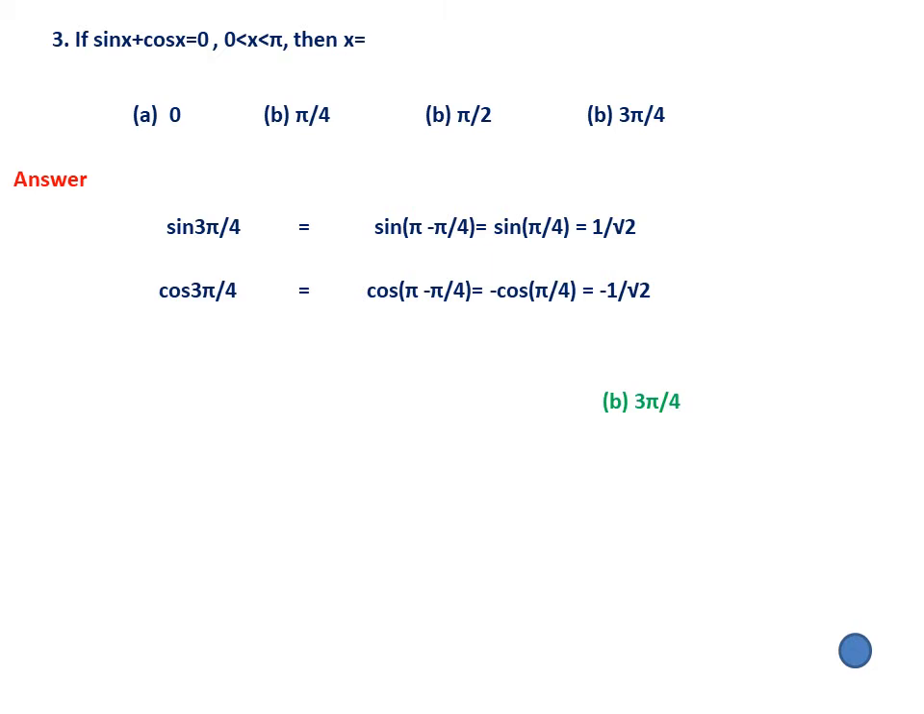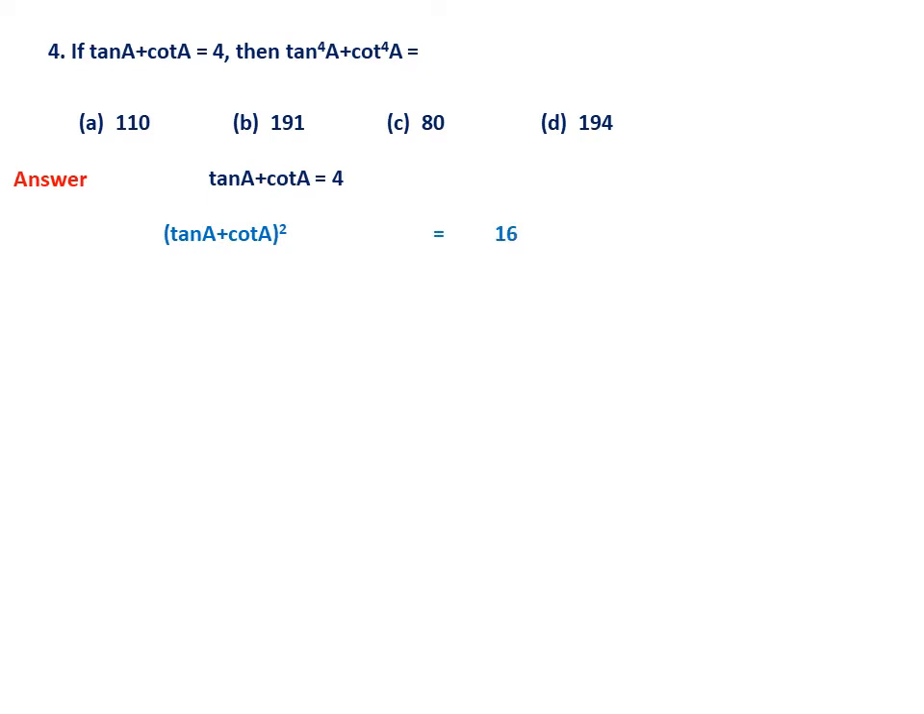Next, the fourth one: if tan a plus cot a equals 4, what is tan 4a plus cot 4a? The options are 110, 191, 80 and 194. Let us take the given quantity, tan a plus cot a equals 4. Let us square it, so that this will be equal to 16. Left hand side is tan a plus cot a whole square, right hand side 16, and let us expand: tan square a plus cot square a plus 2 tan a cot a equals 16.